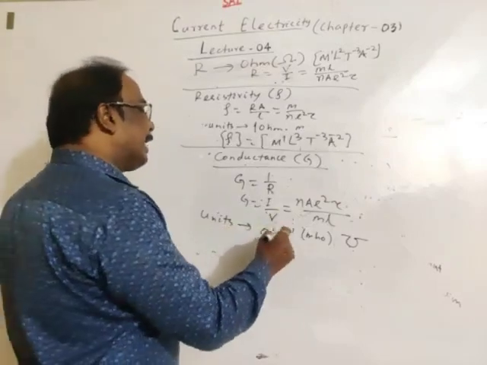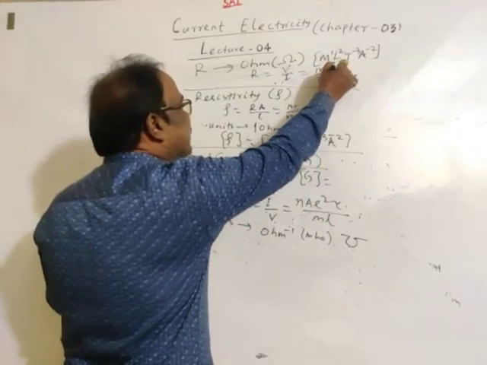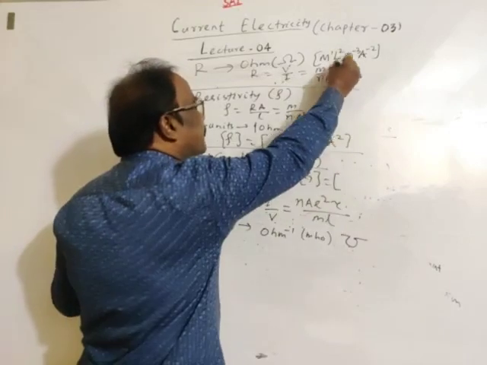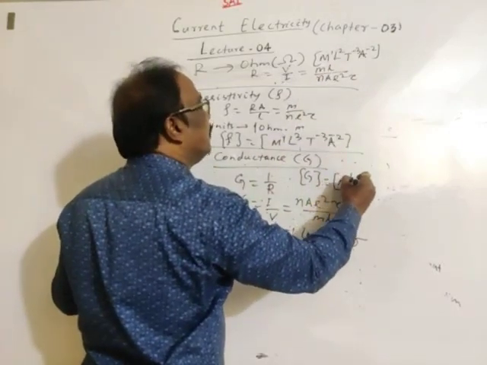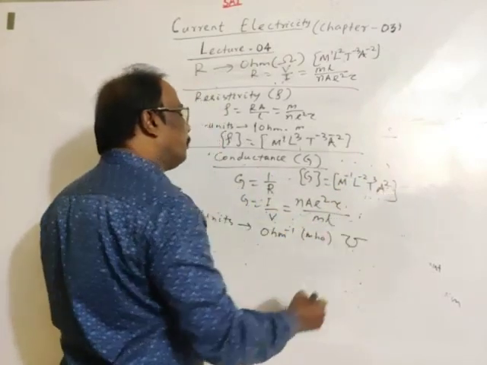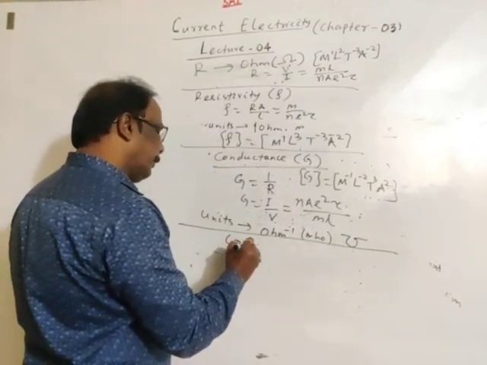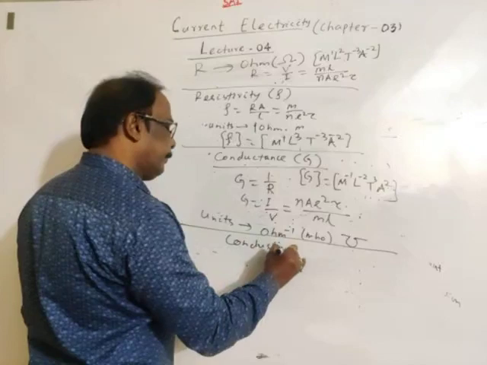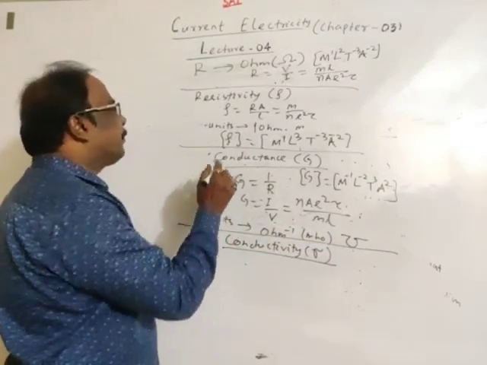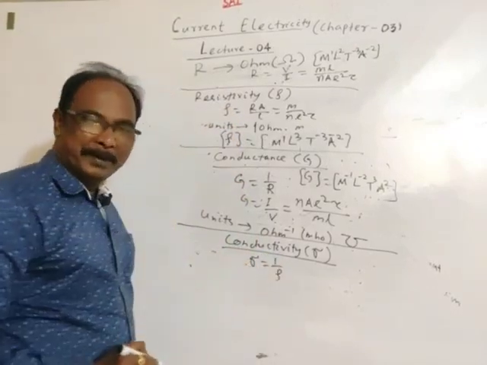Again, the dimensional formula of conductance, the reciprocal of resistance. See, this is the dimensional formula of resistance. Just take the reciprocal of this: m to the power minus 1, l to the power minus 2, t to the power 3, a to the power 2. This is the dimensional formula of conductance. And finally, conductivity. You may take the symbol sigma. In a very simple way, see, this is resistivity. Conductivity is the reciprocal of resistivity.